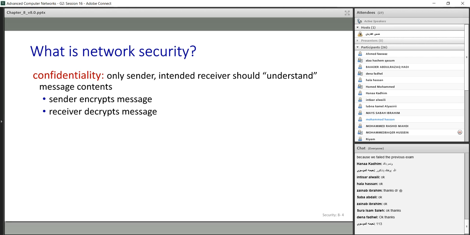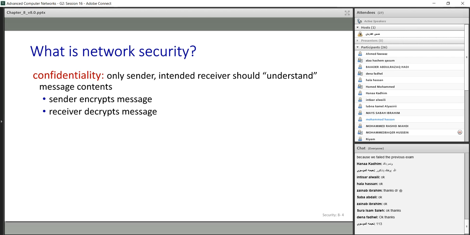Maybe someone says that security is keeping confidentiality. What does it mean? When we talk about confidentiality, it means that I'm sending a message to another one, and I'm trying to keep that message confidential. It means that only me as the sender and the receiver understand what is inside that message.